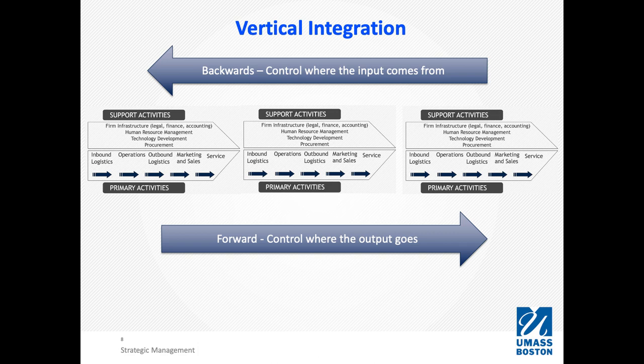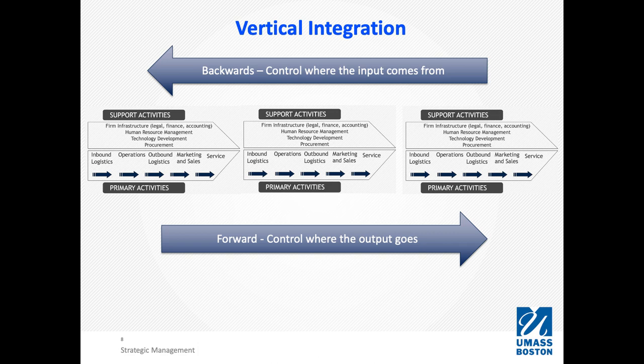If you are vertically integrating backwards, you're trying to control where the input is coming from. An example of this would be McDonald's. McDonald's buys a bunch of farms. That's McDonald's doing backwards integration.